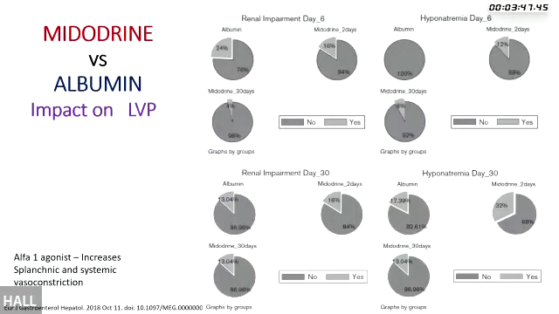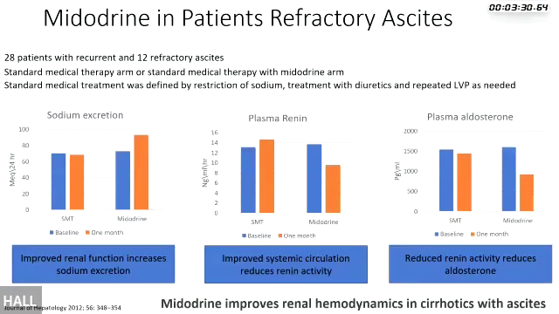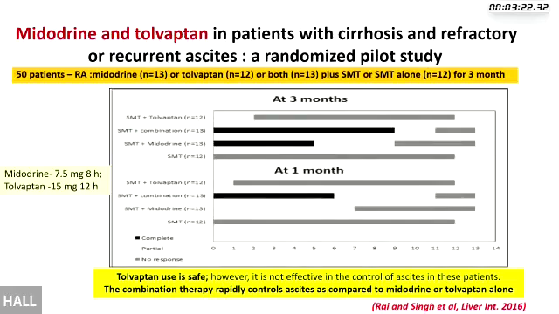Now, one of the oral vasoconstrictors available is midodrine, that is an alpha-1 agonist. It increases both splanchnic and systemic vasoconstriction and has been shown to be non-inferior to albumin as far as LVP and PICD goes because it improves the renal perfusion and sodium excretion. Midodrine in refractory ascites has shown to improve renal dysfunction, improve the systemic circulation, reduce the renin-angiotensin-aldosterone system.